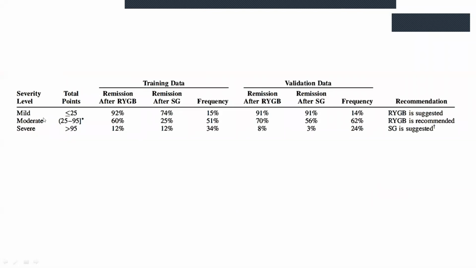So in their results, the groups were divided into mild, moderate, and severe. And the remission rates which they achieved were 92% in case of RYGB for the mild group, 60% for the moderate, and the severe group had 12% remission in case of RYGB. And in case of sleeve, it was a bit lesser. Mild had 74% remission, moderate had 25%, and severe had 12%. And this was compared with the validation cohort. It was almost comparable.